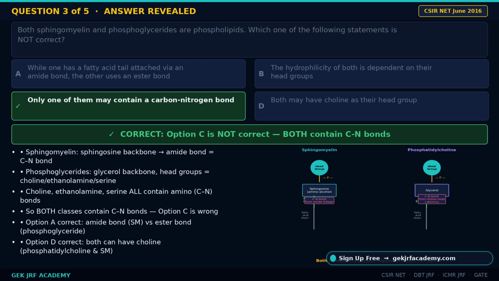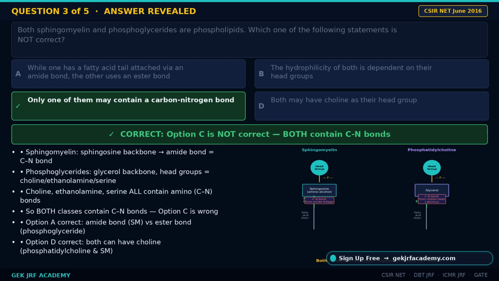Now verify the other options are correct. Option A is correct. Sphingomyelin uses an amide bond for its fatty acid linkage, while phosphoglycerides use ester bonds. Option B is correct. Both classes are hydrophilic at their phosphate-linked head groups and hydrophobic in their fatty acid tails. Option D is correct. Both phosphatidylcholine and sphingomyelin can have choline as their head group.